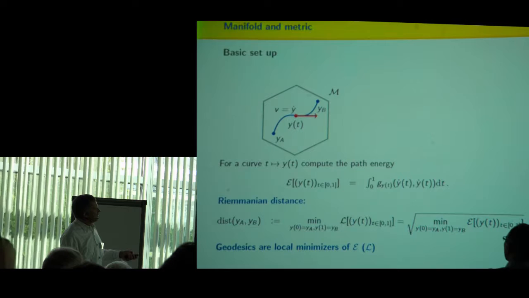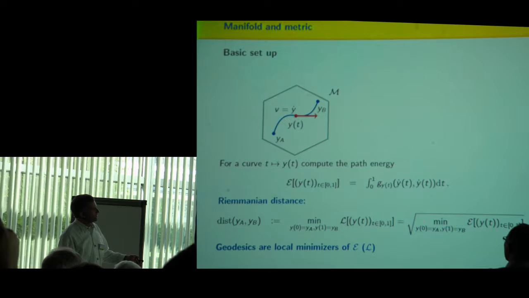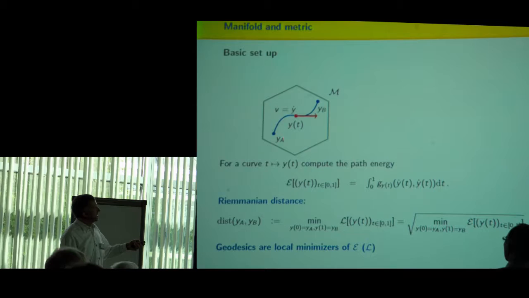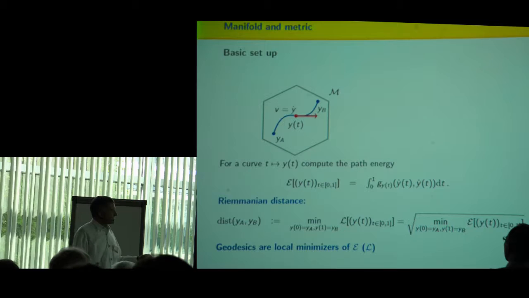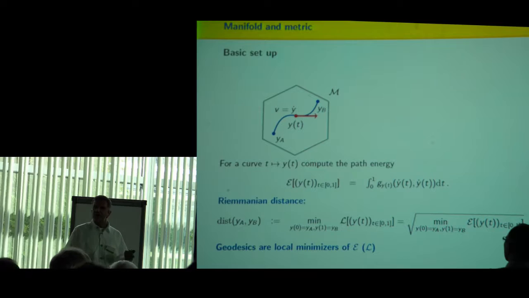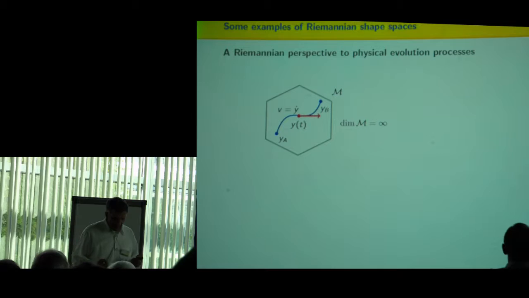And now we can reformulate the remaining distance just as the square root of the minimizer of the energy here with these boundary conditions y_A and y_B, and minimizing over all connecting paths. And geodesics are no longer only minimizers of the length functional, but also of the path energy. So if you want to approximate this, we don't have to approximate the length, we can approximate the energy, which is very helpful, as you can see.